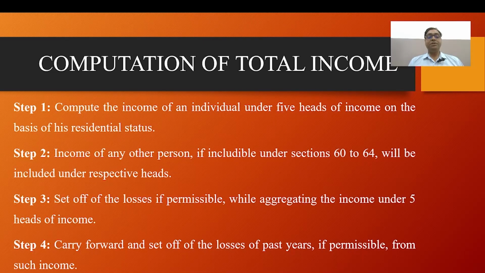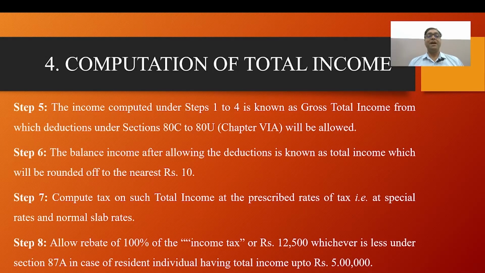Step 4 is carry forward and set off of losses of past years, if permissible, from such income. We can decide on the carry forward of losses regarding capital gain. Step 5 is that the income computed under steps 1 to 4 is known as gross total income, from which deductions under sections 80C to 80U are allowed. I will discuss sections 80C to 80U in more detail later.